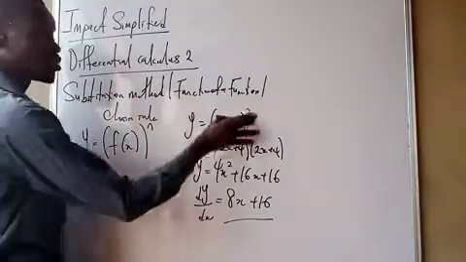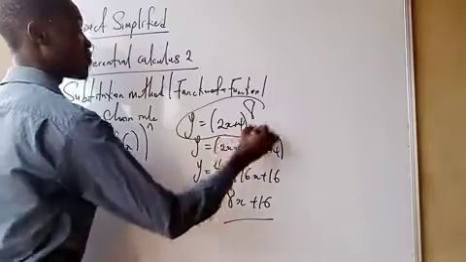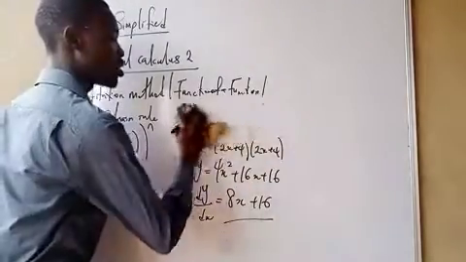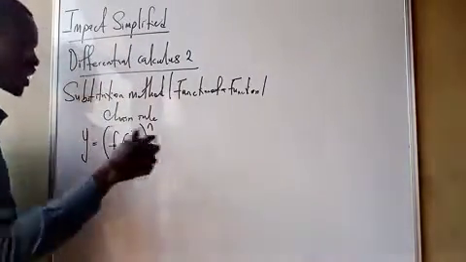This is still easy just because we are having it as a power of 2. But what if we are not having it as a power of 2? Are we going to expand? It's not possible. And that will now bring us to the principle of the chain rule, that is a function inside another function.